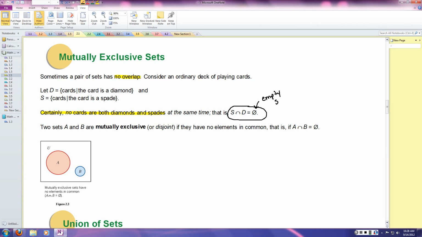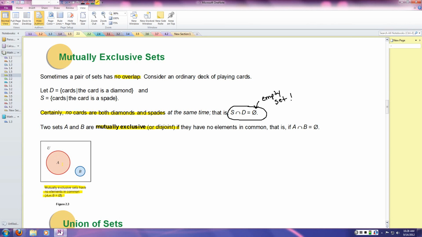Empty set. So you wouldn't write 0, because if you wrote 0, that would say that the intersection is the card 0, and that doesn't make sense. So you mean this 0 with a slash through it, meaning the empty set, no elements in common. When the intersection is the empty set, we say that they're mutually exclusive or disjoint. So graphically, we have this mutually exclusive set, no elements in common, so we would write that as the intersection is the empty set. They don't have any overlapping.